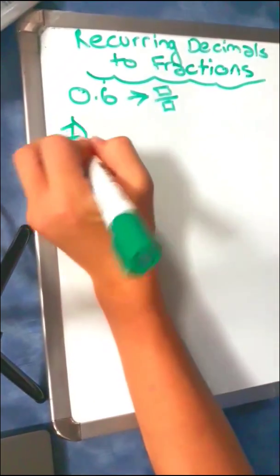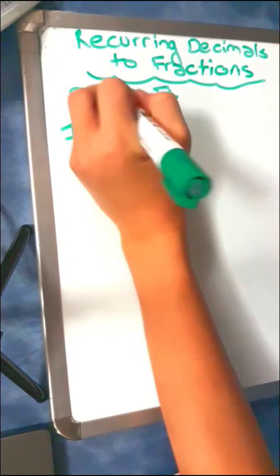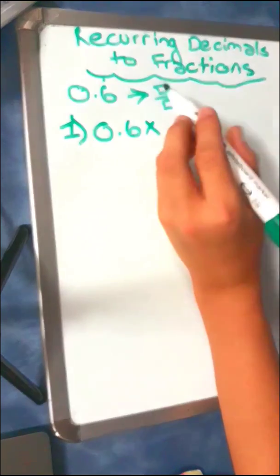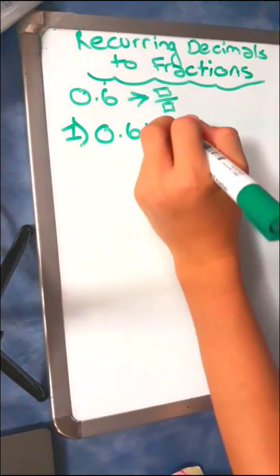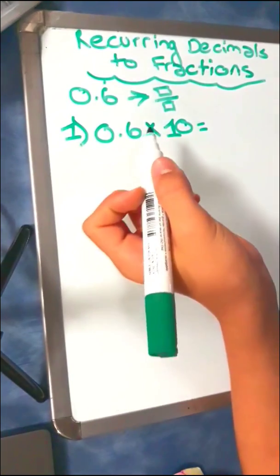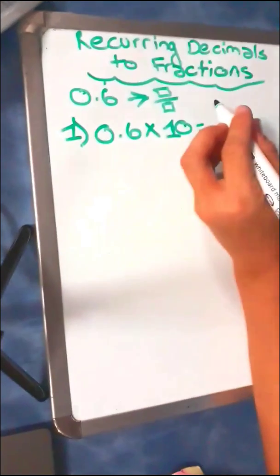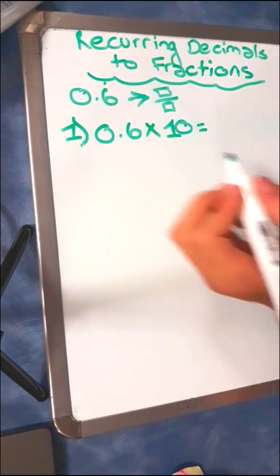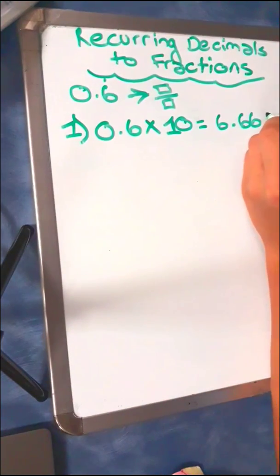Step 1, you need to make that number a whole number so it's an acceptable fraction. So you need to times it by 10 because we've got one recurring decimal place. Don't need to put the recurring dot above the 6 when doing the equation. So we bring that to 6.66 because the 6 sixes go on forever.